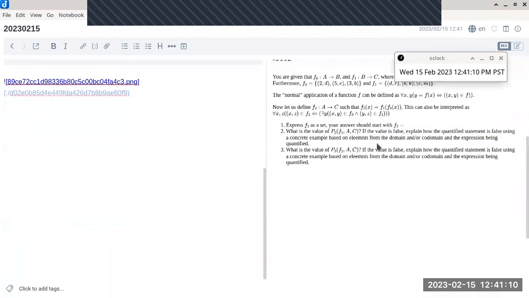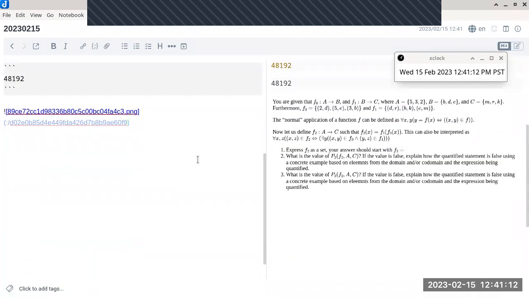So you just have to focus on the right-hand side, and I'll be typing on the left-hand side. F2 is going to be a set of 2-tuples, and we'll figure out what the 2-tuples are. I'm going to go through set A, which is the domain of F2, in the same order as the elements are listed in set A.